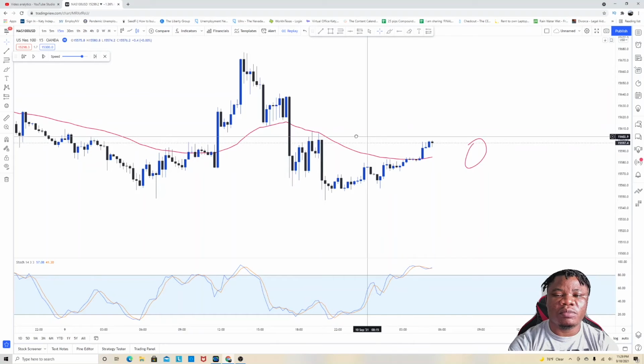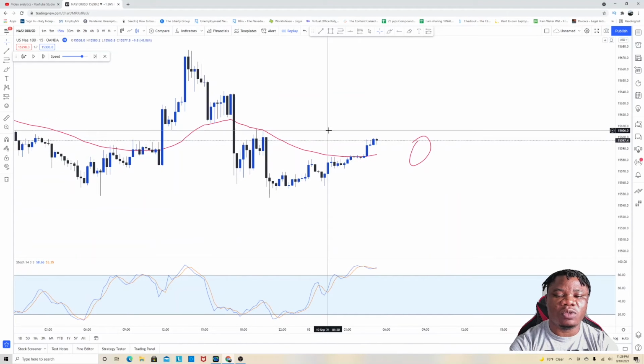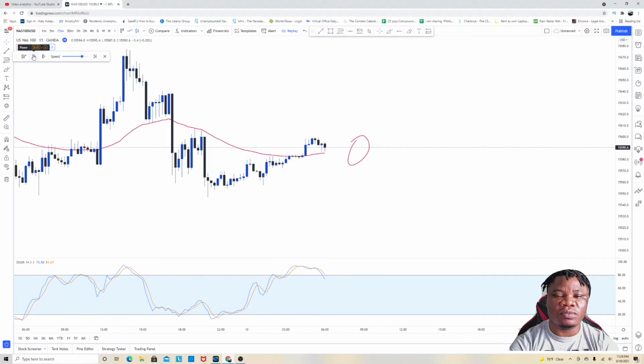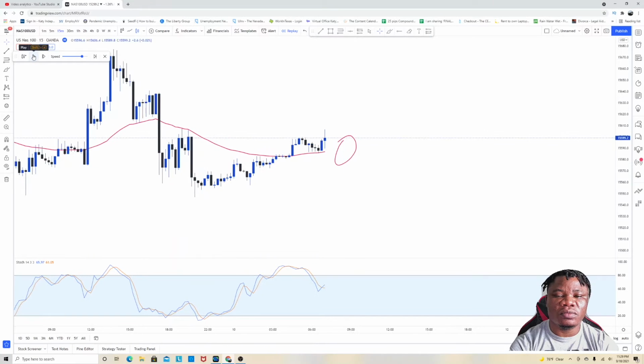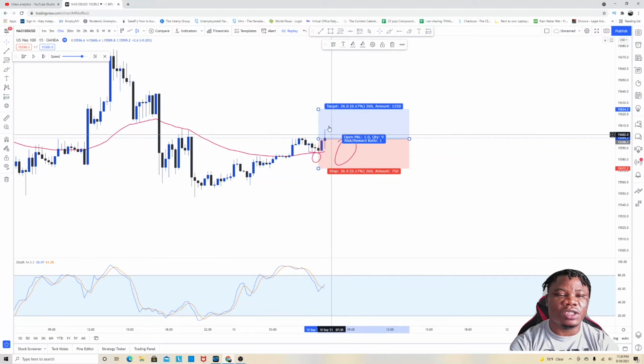We have price above the 50 EMA here. Now all we're waiting for is a pullback. So now let's take a look and see. So we have our pullback right here. We can see price rejected the 50 EMA right here. Now I can have my entry right over here, right here at this second bullish candle.